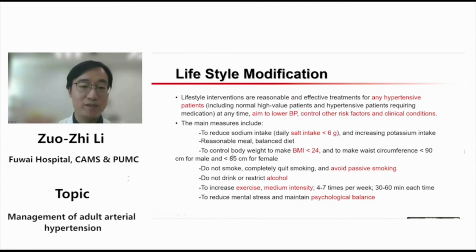Also, the patient should quit smoking, especially avoid passive smoking, because some female patients may not smoke themselves, but their family members may smoke, and passive smoking is a very damaging risk factor. The patient should also quit or restrict alcohol drinking, and do more exercise with medium intensity, 4 to 7 times a week, 30 to 60 minutes each time, and also reduce mental stress and maintain psychological balance.